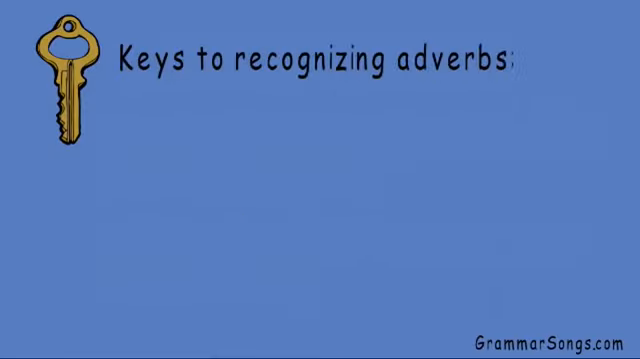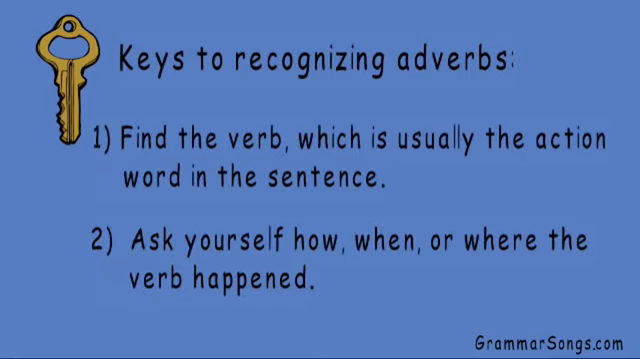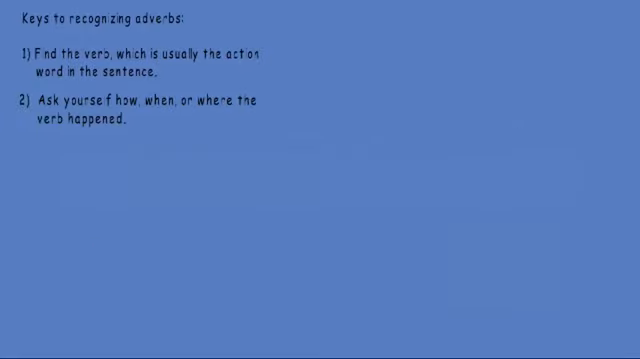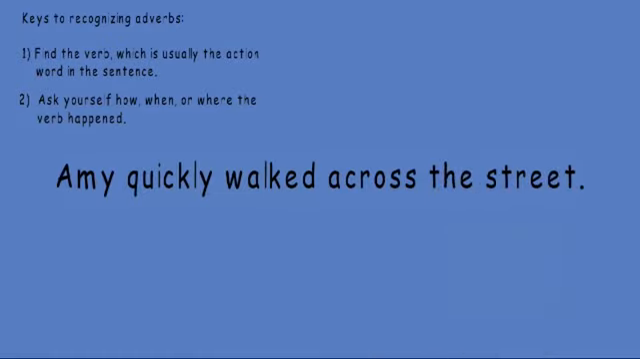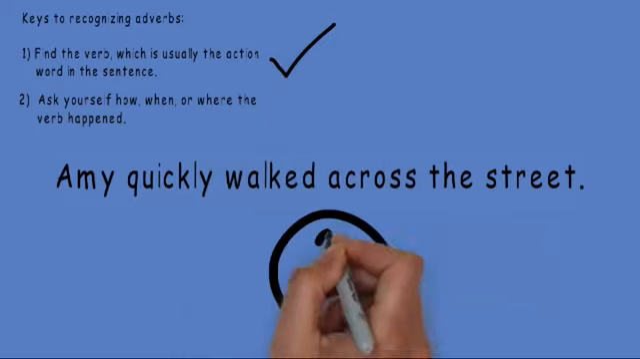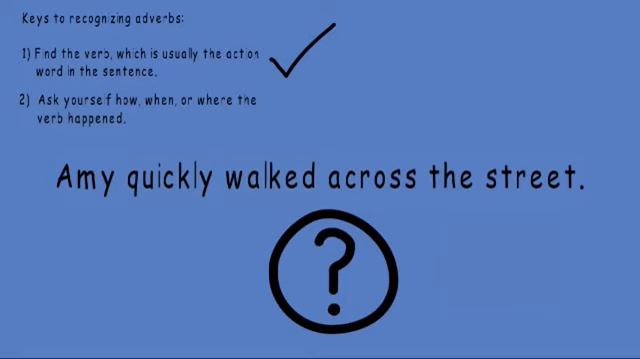There are a couple of keys to recognizing adverbs in sentences. First, find the verb, which is usually the action word in the sentence. Then, ask yourself how, when, or where the verb happened. So let's practice finding the adverb in some simple sentences. Amy quickly walked across the street. First, we need to find the verb, which is usually the action word in the sentence. Do you see a word that shows action?